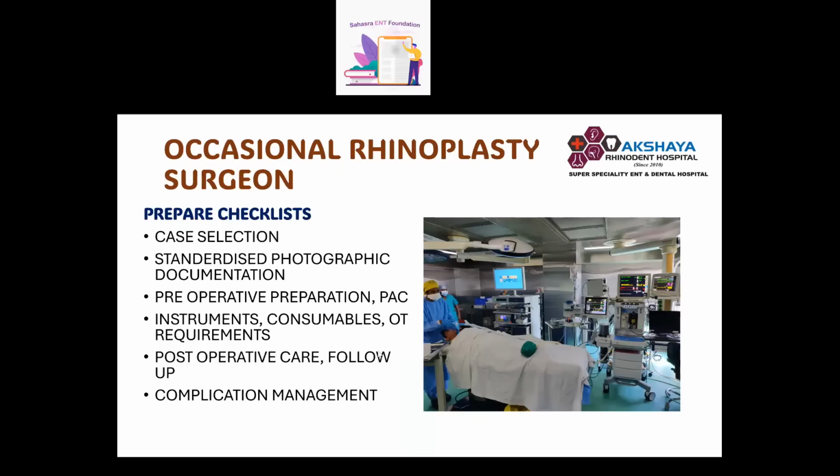Okay. This is one more concept, the occasional rhinoplasty surgeon. I have seen many seniors who do rhinoplasty once in a year, or once in 6 months, or once in a few years. They are all occasional rhinoplasty surgeons. Most of the time I have seen they will call me in between. After 1 hour of surgery, they will tell me that they forgot to keep the instruments, they forgot to keep the suture materials.